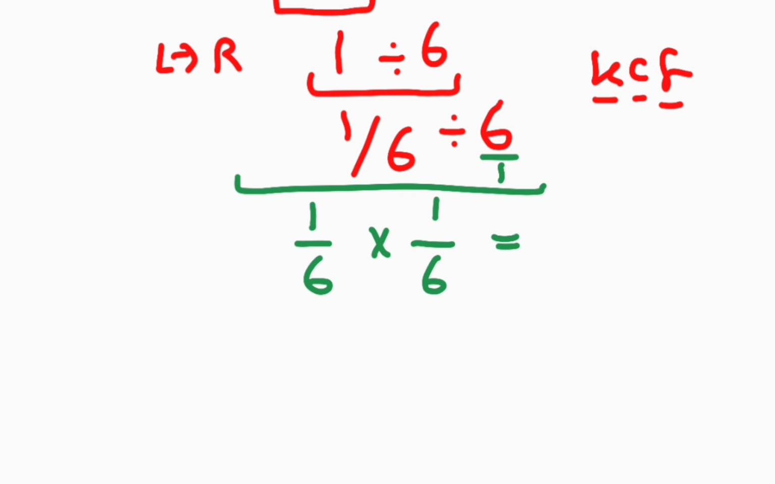Now we have two fractions. 1 over 6 times 1 over 6. 1 times 1 gives us 1, and 6 times 6 gives us 36. So our final answer to the question is 1 over 36.